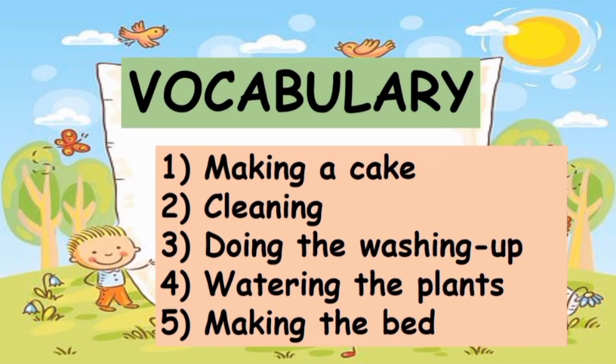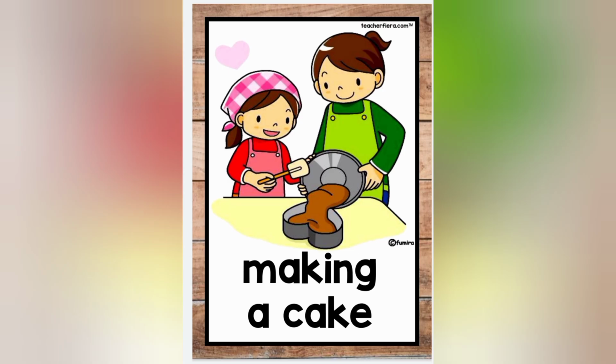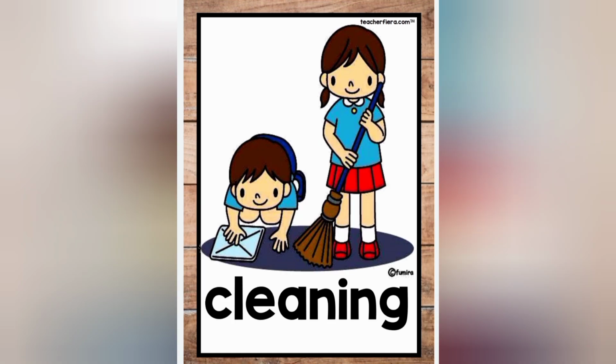Okay, let's get through the vocabulary in today's lesson. Please read together. Sila baca bersama saya. 1. Making a cake. Membuat cake. Please say it one more time. Sila sebut sekali lagi. Making a cake. Membuat cake. Next is cleaning. Membersih. Example contoh, mengelap lantai, menyapu lantai, mengelap meja.